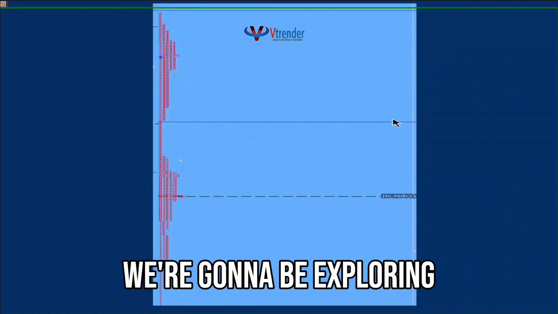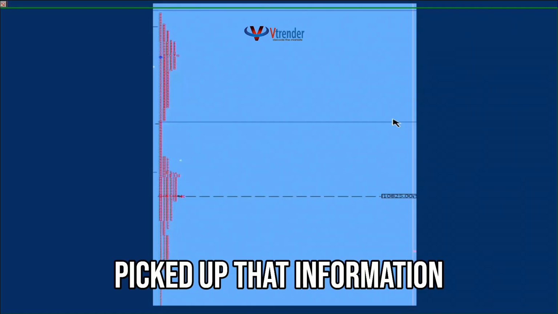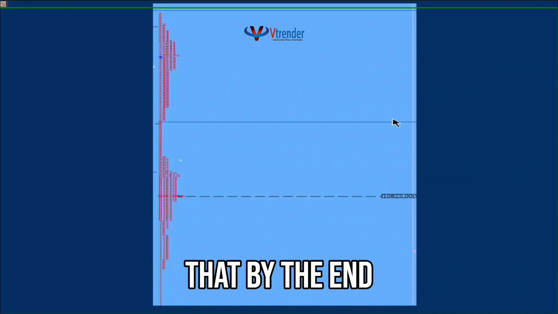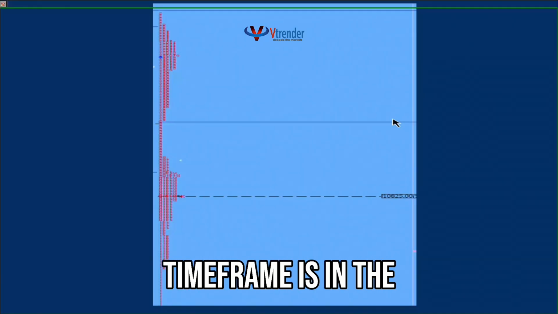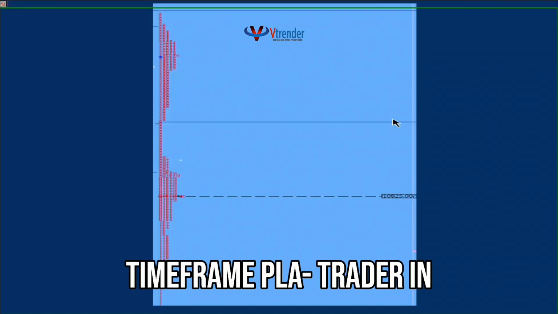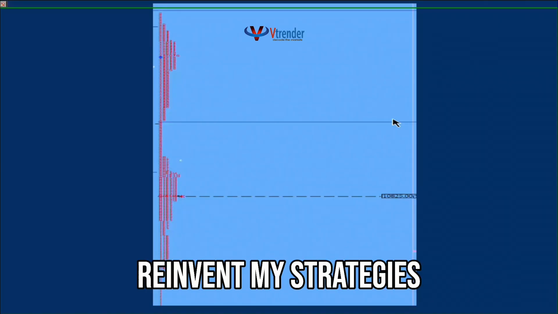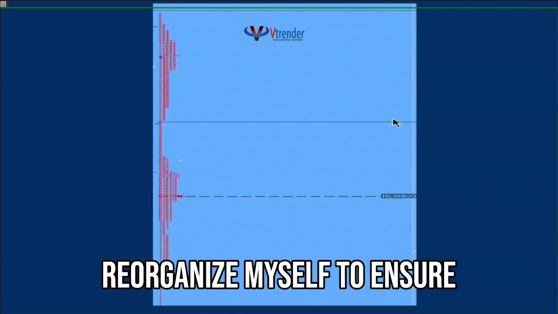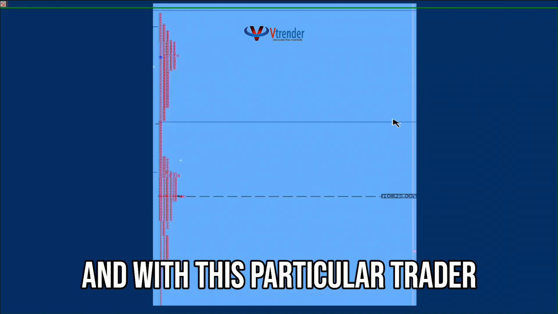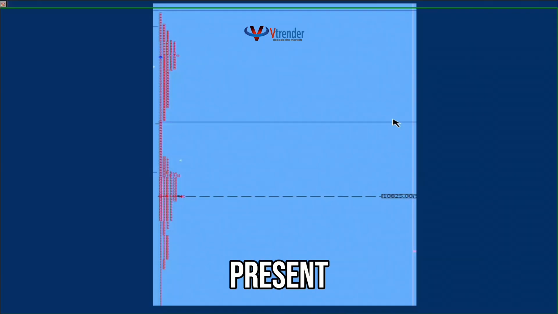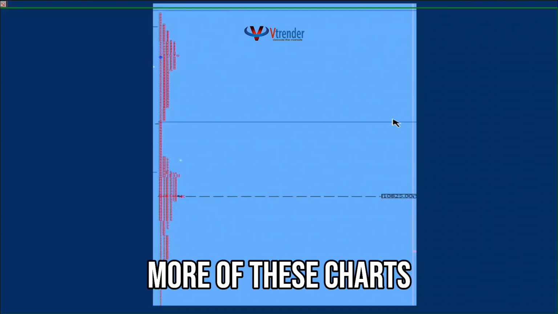And we're going to be exploring how I made that observation, or how I picked up that information from the chart, later. I'll make sure that by the end of the day, you'll be able to see when the longer time frame is in the market or not. This particular chart is telling me now that there is a longer time frame trader in the market, because the distribution is asymmetric, and I have to reinvent my strategies. I have to look at this new information which has come into this market and reorganize myself to ensure that I stay profitable with this particular trader. I'll explore this chart in detail. I just want to present this information to you. We'll be looking at more of these charts as the day progresses.